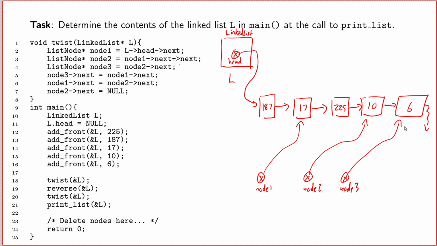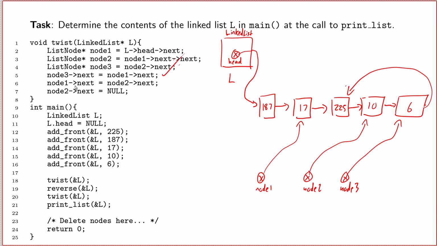All right, then I do the same 3 assignments I did before. Node 3 arrow next equals node 1 arrow next. Okay, wait, what's node 1 arrow next? Node 1 arrow next would be this thing. Okay, so node 3 arrow next, that's this pointer, now points to that. There it is. And then that's that assignment taken care of.